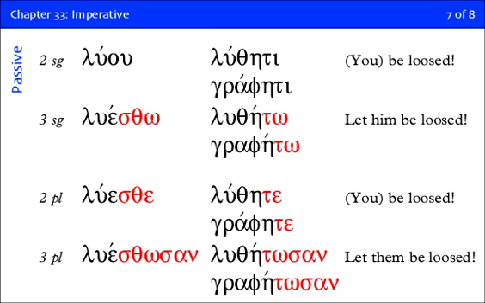I wanted to run through the paradigms because they're a little different. But I want you to see what you have to know is the -tosin endings. But you're going to have to memorize the second person singular forms. Translations on these things are a piece of cake. Just make it a command. If it's third person, use let.